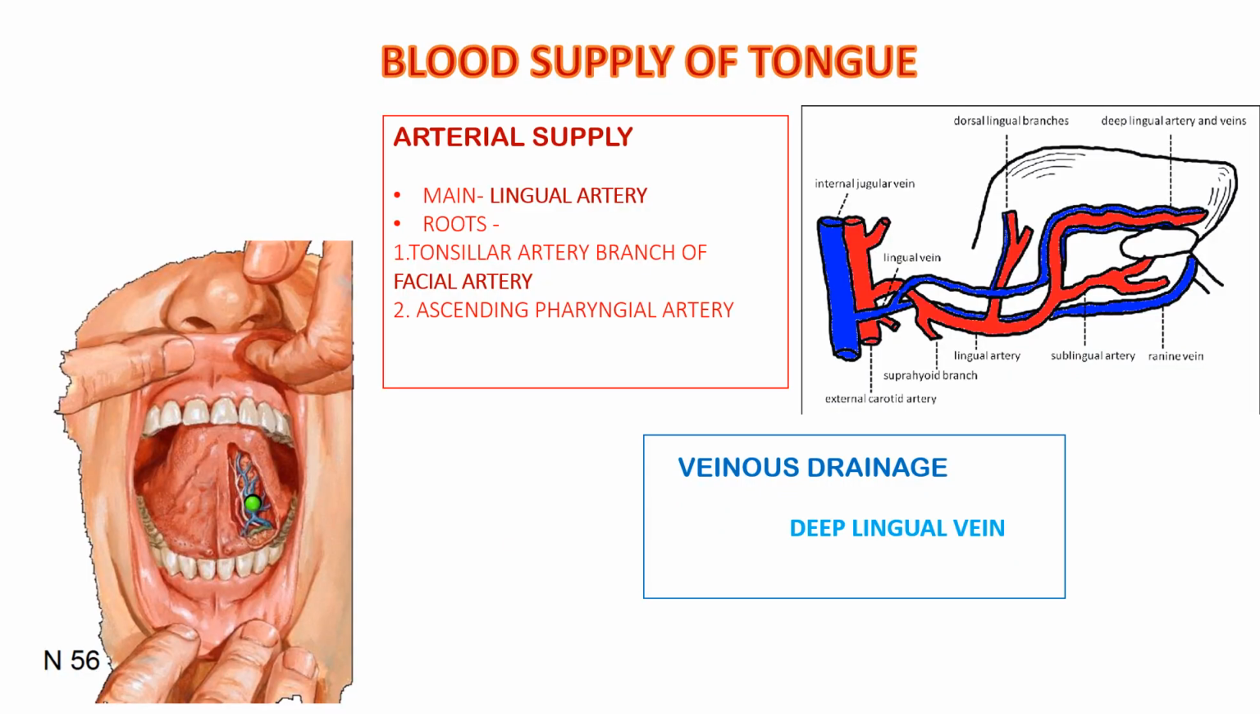The blood supply of the tongue. The main supply is the lingual artery. On the right diagram, you can see how beautifully the lingual artery gives away its branches and supplies the tongue. The root of the tongue is supplied by the tonsillar artery, that is a branch of the facial artery, the same that supplies the tonsils, and the ascending pharyngeal artery. The venous drainage is mainly by the deep lingual vein. In the right diagram, the blue highlighted tubules are the venous drainage and they mainly drain to the internal jugular vein.